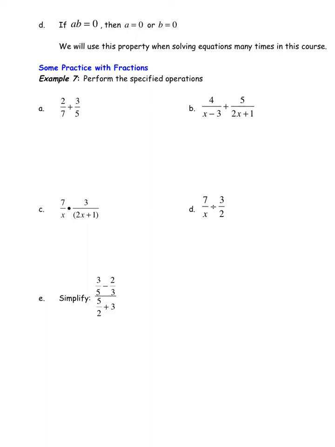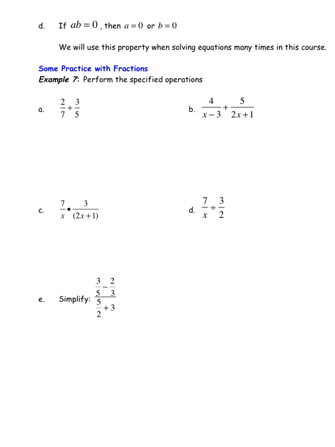We're going to go through example 7 from notes P.1 to review operations with fractions. The first problem, 7a, we are asked to add two fractions. And the fractions are 2/7 plus 3/5. In order to add fractions, we need to find and use the least common denominator. In this case, the least common denominator is 35.